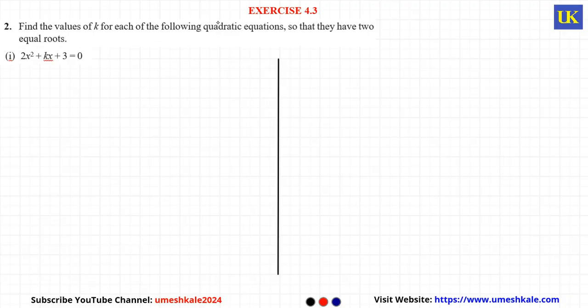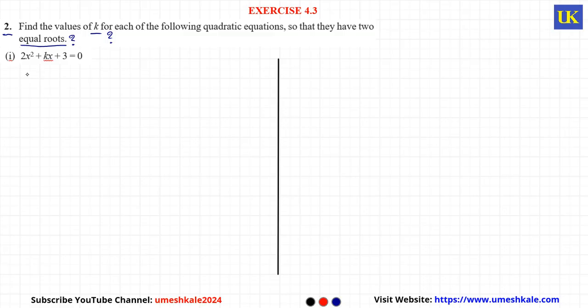Now, here we will be seeing exercise 4.3, second sum, and it says: find the values of k for each of the following quadratic equations. So we have to find the value of k in such a way that they have two equal real roots. The value of k should be found out in such a way that the equation gives us two equal real roots, is what they are saying in the question.